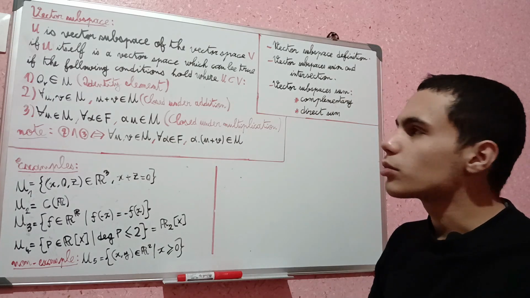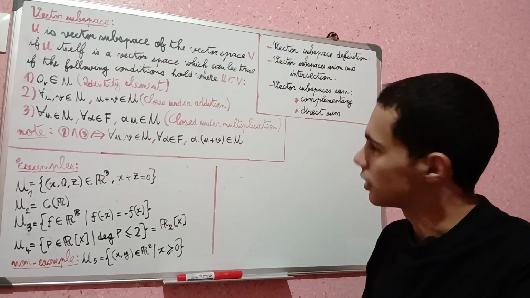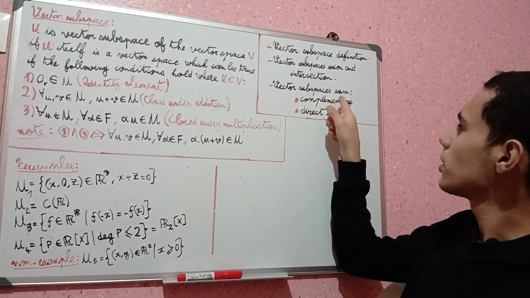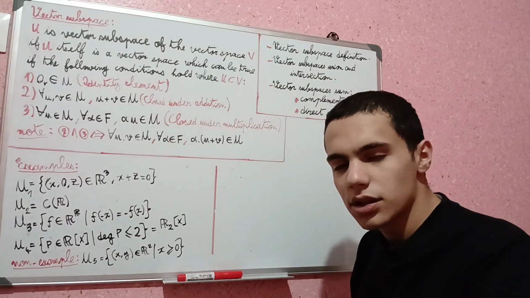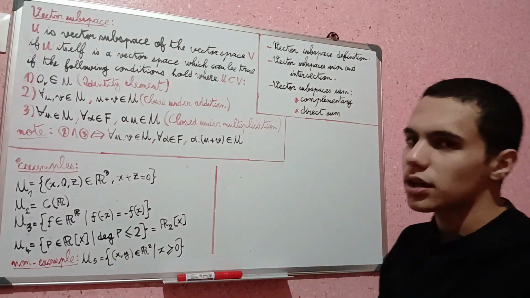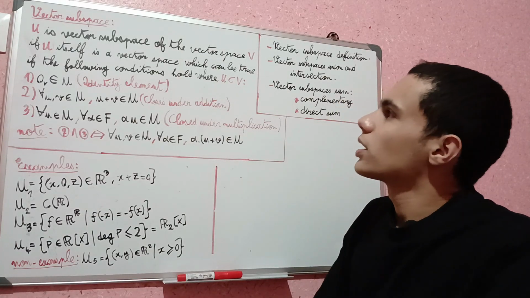Hello everyone, today we will talk about vector subspaces: the definition, and unions, intersections and sums. In the sum part, we have two special cases of vector subspace sums, which are the complementary and the direct sum. Okay, let's talk about what a vector subspace is.